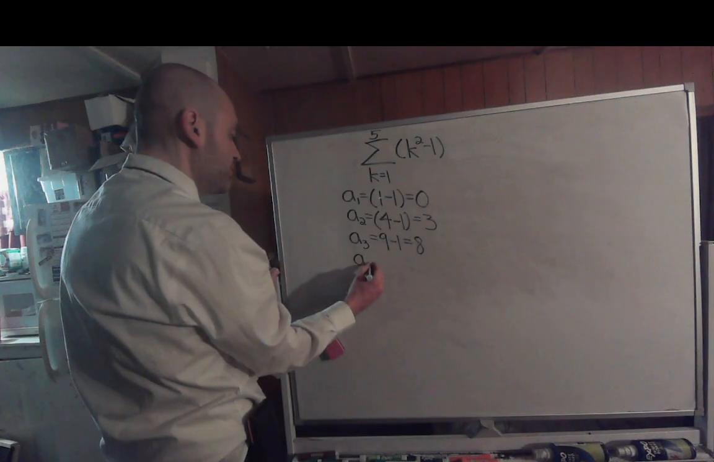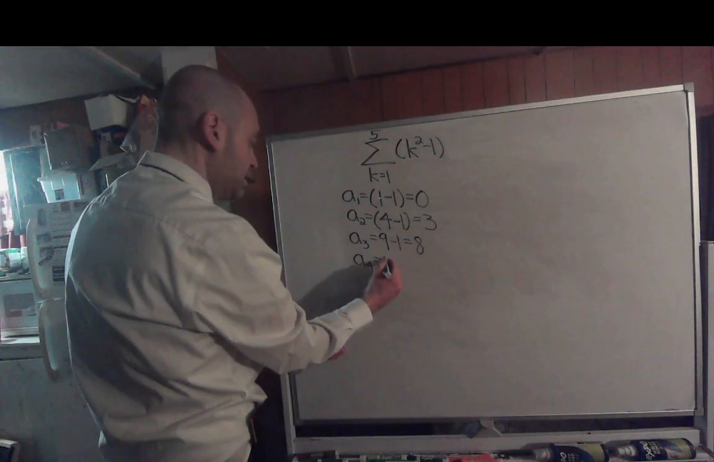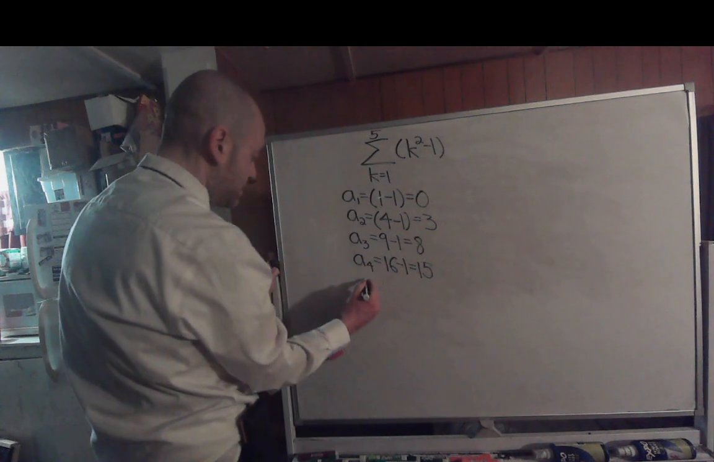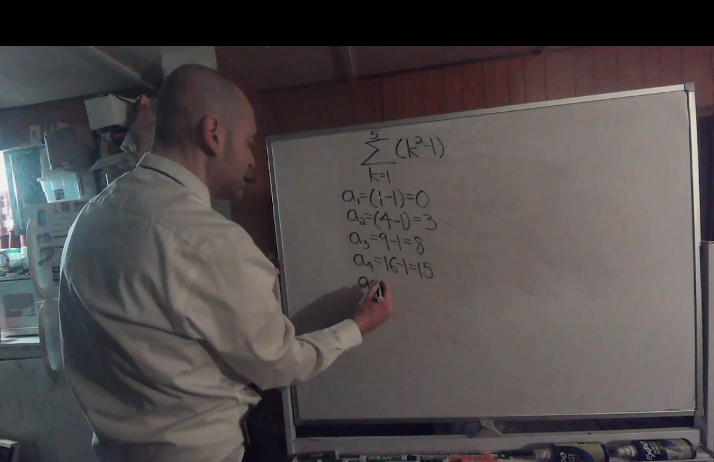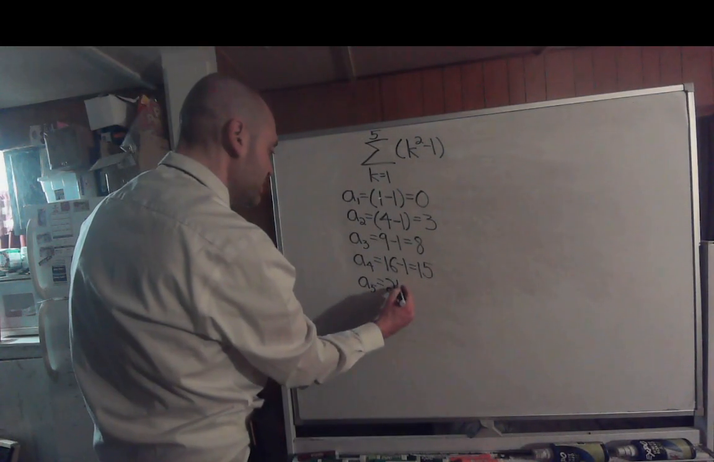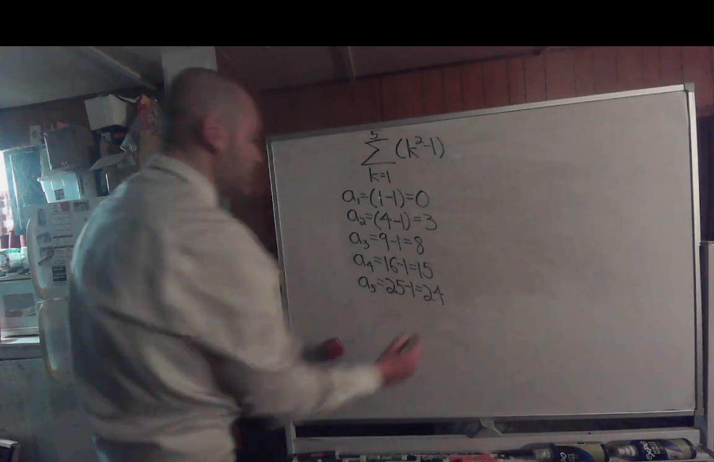Then I find the fourth term. Well, that would be 16 minus 1, which would end up being 15. Then, of course, we've got to find the fifth term because the upper limit's 5. So 5 to the second, that's 25 minus 1. Well, that'll end up giving you 24.